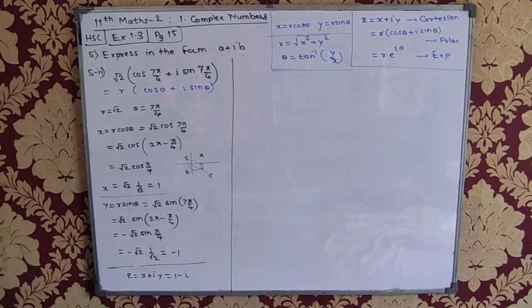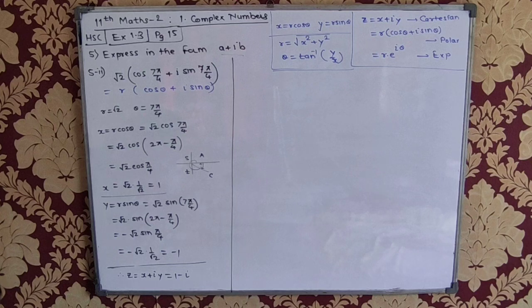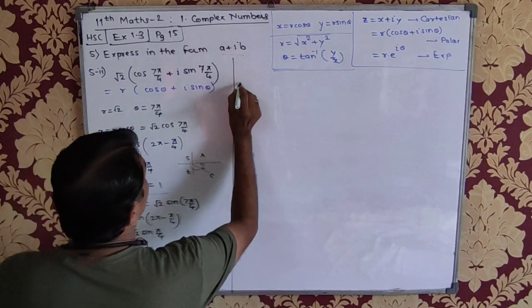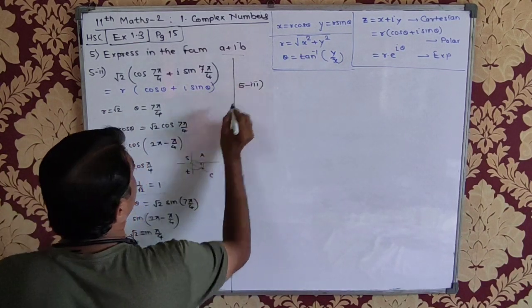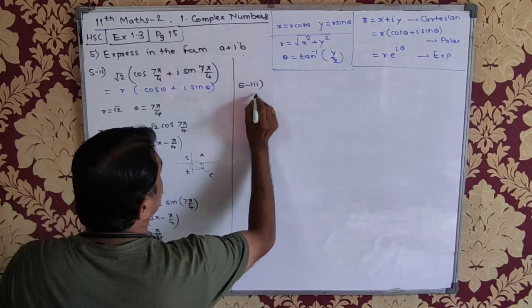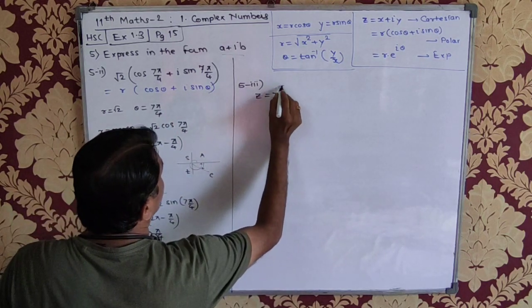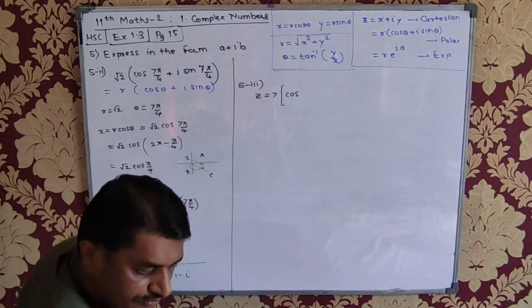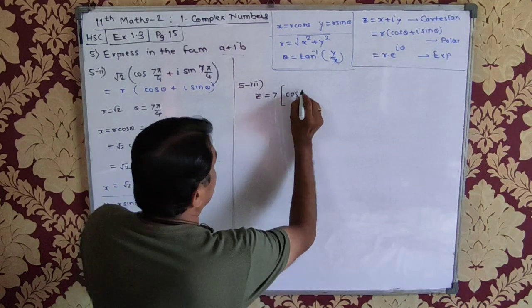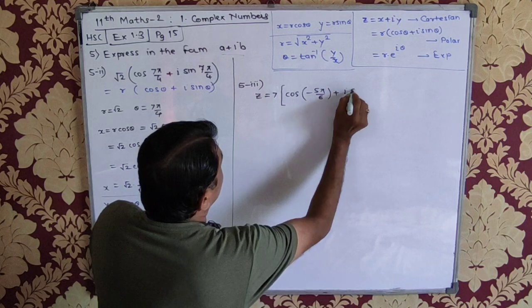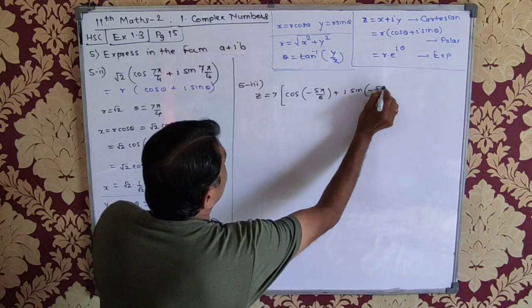Question number 5, part 3 now. Well, you can do it like this also. This is 7 times cos of minus 5 pi by 6 plus i times sine of minus 5 pi by 6.